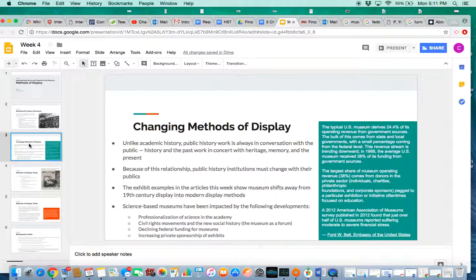So that being the case, right, museums always have to respond to public concerns and public desires to stay afloat, right? So of course, methods of display will change over time as audience needs change over time. So we are going to have a shift into the modern display methods that you'll see in these articles.